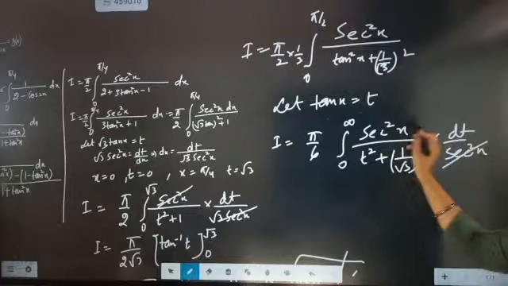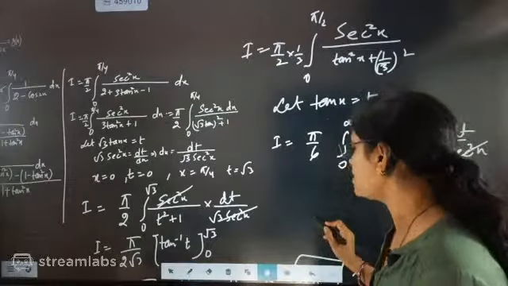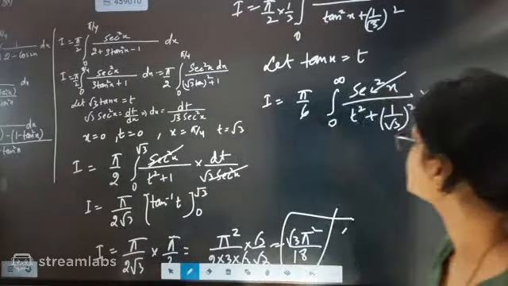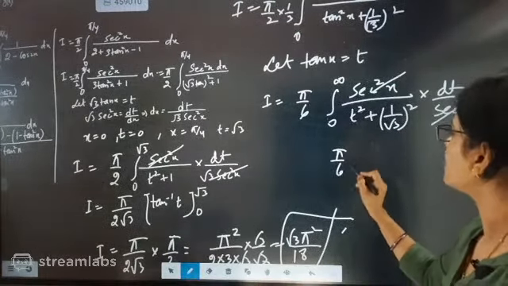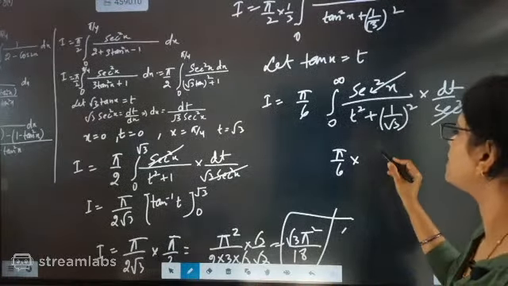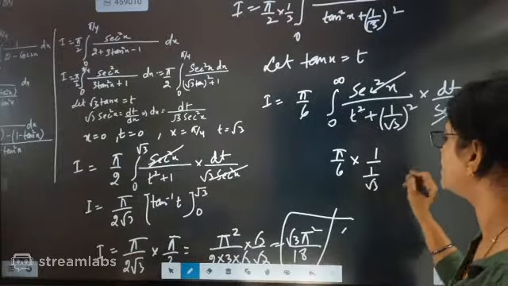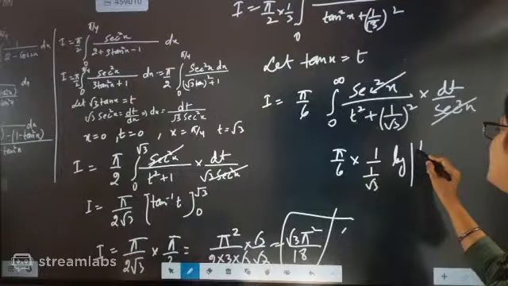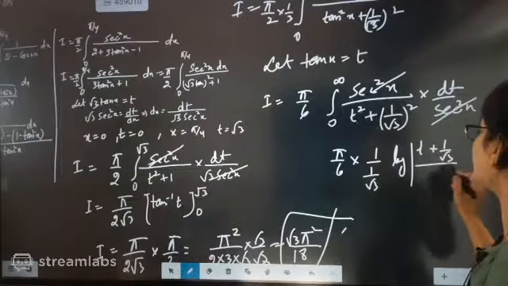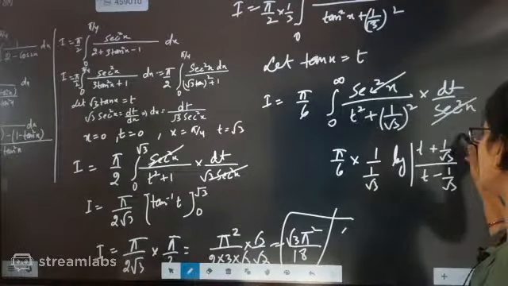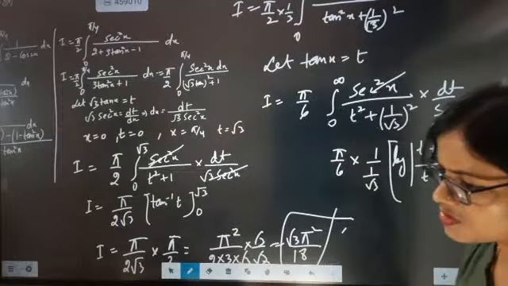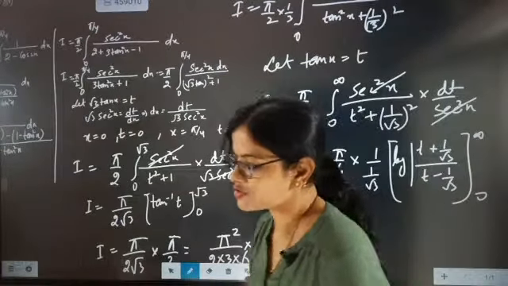So this secant square x gets cancelled. Now it is going to come as a square plus x square. So you are going to use 1 by 2a into log of a plus x by a minus x. So t plus 1 by root 3 and then t minus 1 by root 3, and then you have to just substitute infinity and 0. So like this also you can solve, no problem.